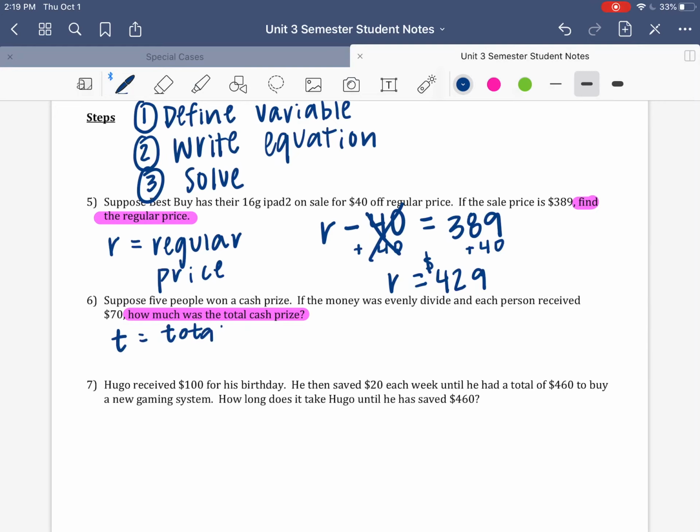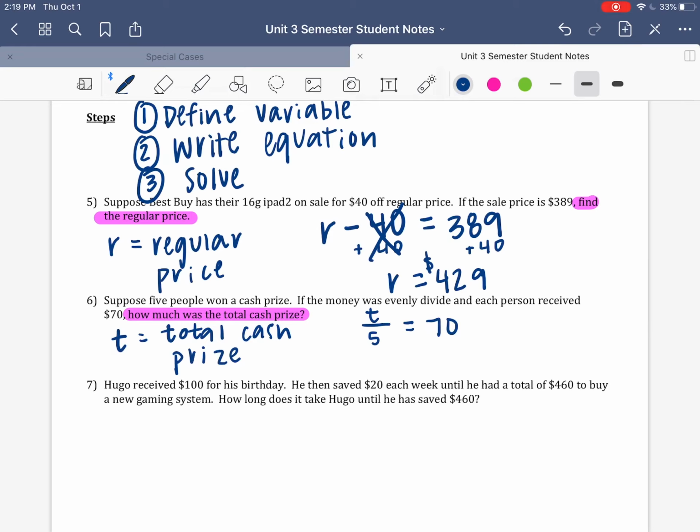If you prefer to use X every time, that's fine. But we do want to be comfortable, at least when people use other letters, being okay with that. All right, so here's one of those words. The money was evenly divided. So we took some total cash prize and evenly divided it between 5 people. So I can represent that as T divided by 5. And what I know is that when that happened, each one got 70. So I can write T divided by 5 equals $70.